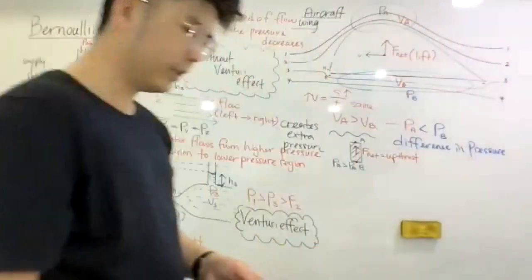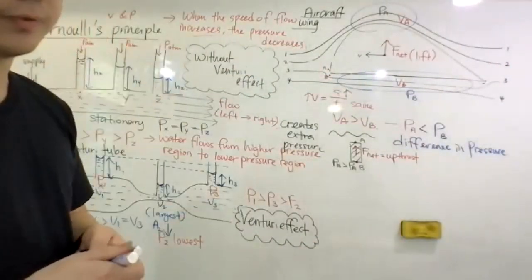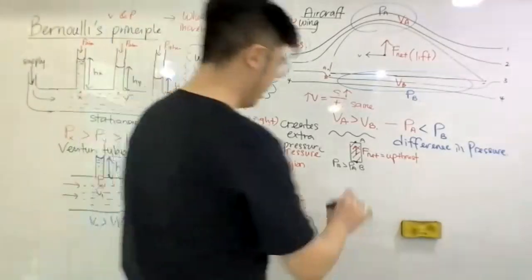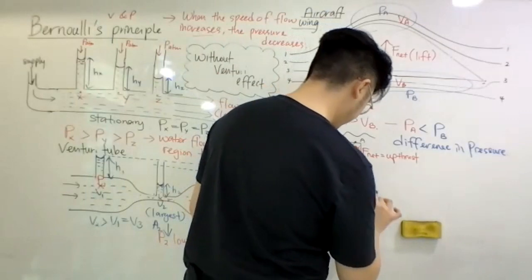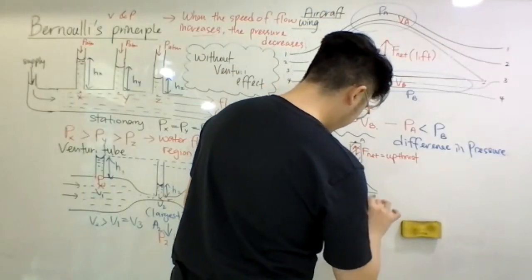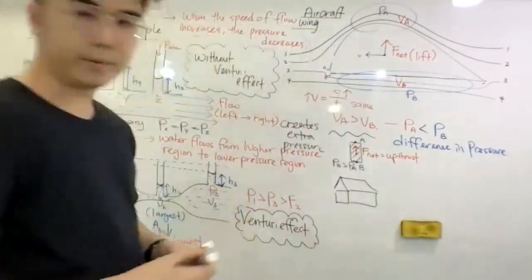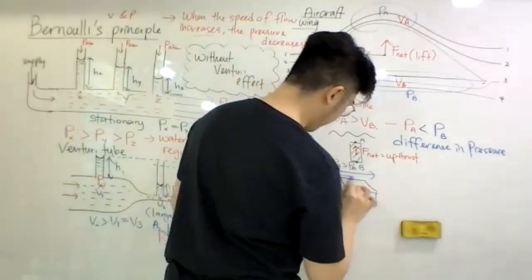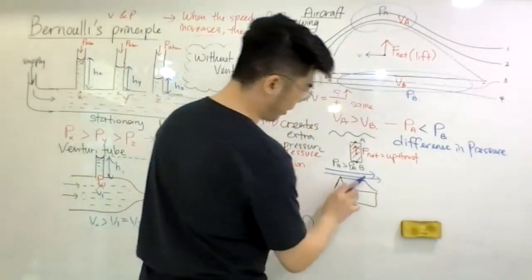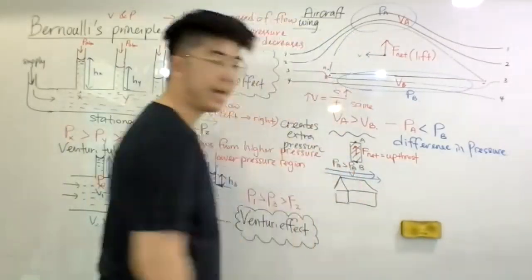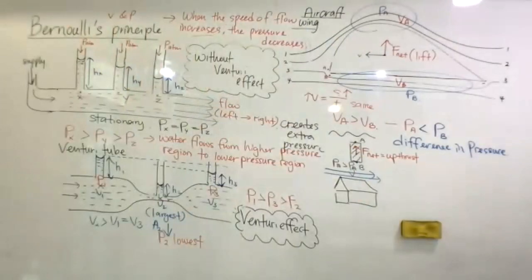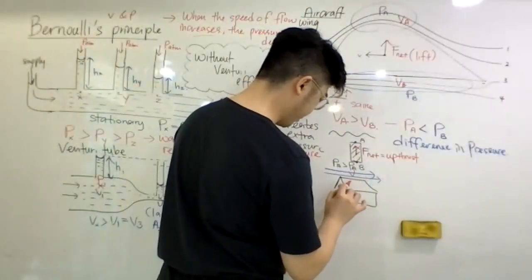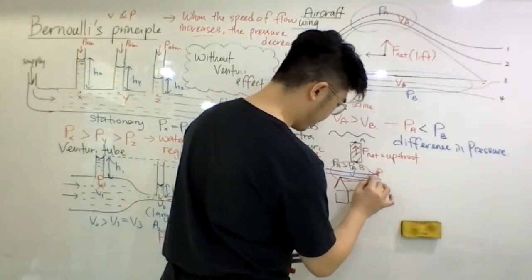Like how the wind blows off the roof of houses. Here you have the houses. When there's a strong wind, the wind blows over the top of the roof. What happened here? You have a high speed of airflow. If you have a high speed of airflow, then it creates a lower pressure region in this area. This area, you have a low pressure region.